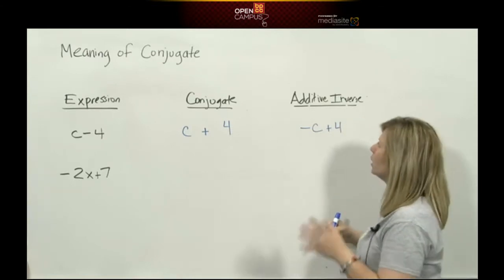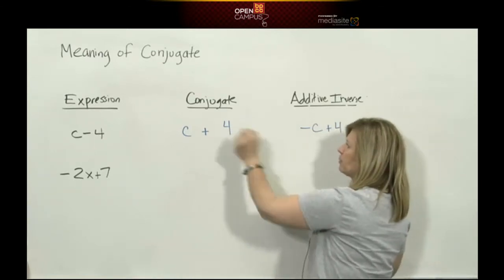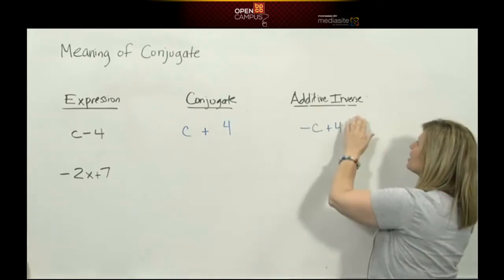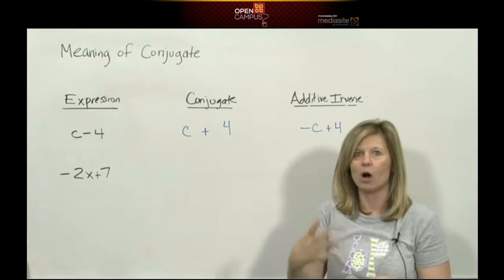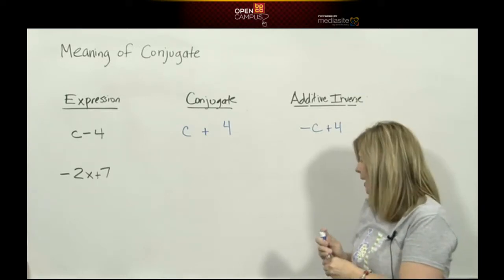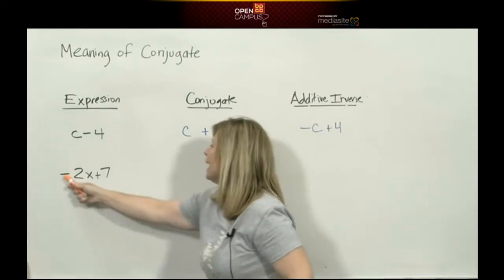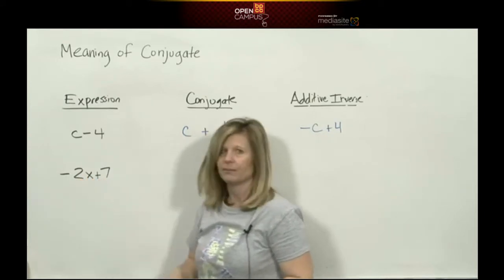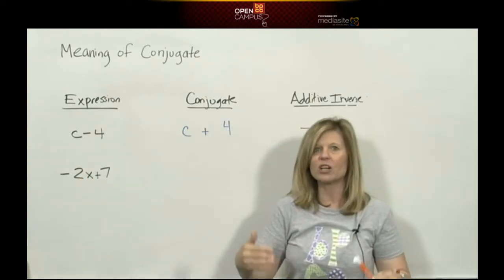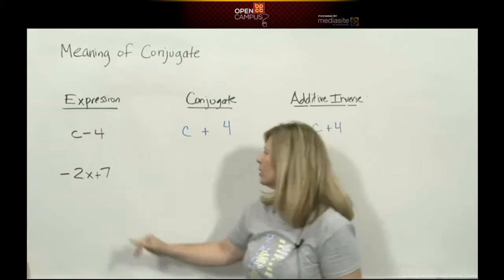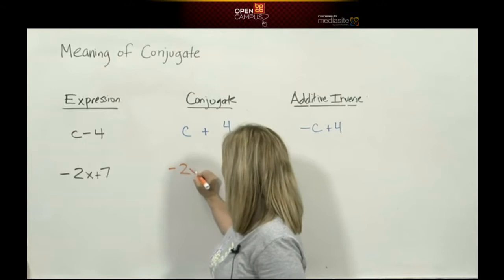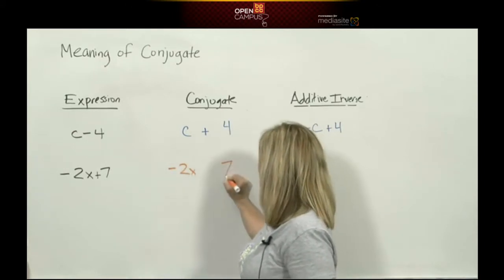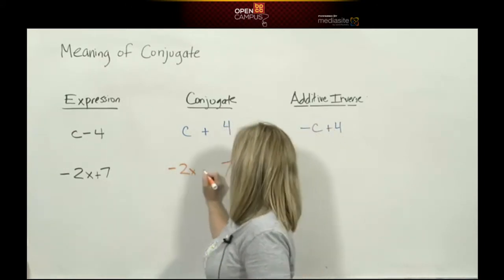So if you look, conjugate changes the middle symbol of the binomial. Additive inverse changes both symbols. And that's what I want to make sure you understand. If I have this binomial, negative 2x plus 7, if I ask you for its conjugate, what am I changing? I'm changing the middle symbol. So the first term would say negative 2x, the last term would say 7, but now it would change to negative.